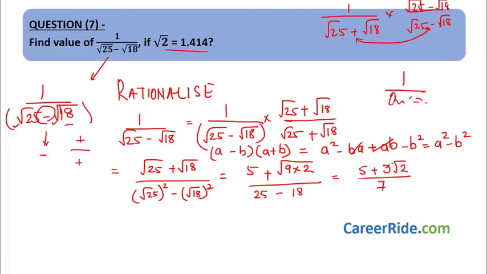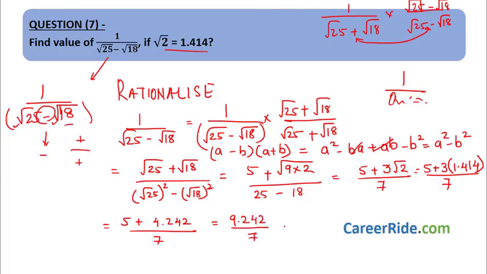Now we know the value of root 2, what is it? 5 plus 3 into 1.414. They have given it divided by 7. So what is the answer that we get on calculating? We get 4.242 divided by 7, that is 9.242 divided by 7, that is 7 ones are 7, then 2, 22, 7 threes are 21, 2s are 0 and so on. So 1.320 is the final answer.